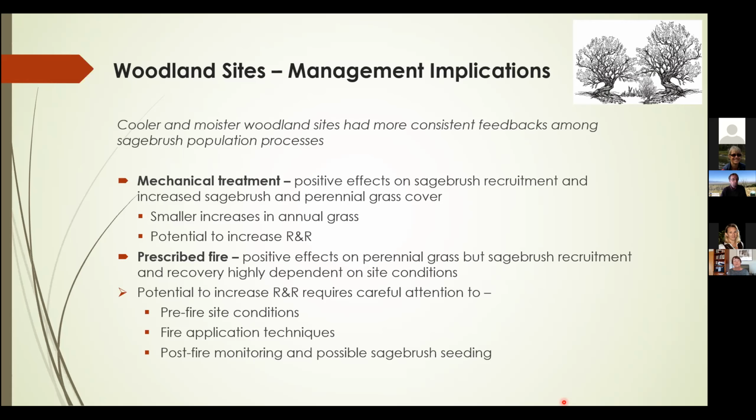In terms of prescribed fire in the woodland sites, we did have those positive effects on perennial grass, but sagebrush recruitment and recovery was really highly dependent on site conditions, and it varied among years and over time. The potential to increase resilience and resistance on these particular sites is going to require careful attention to things like pre-fire site conditions. Are there sufficient perennial grasses and forbs to result in post-fire site recovery? Fire application techniques? Can patches of sagebrush be left unburned to provide a future sagebrush seed source? And does post-fire monitoring show that sagebrush seeding may be needed on some of these sites?